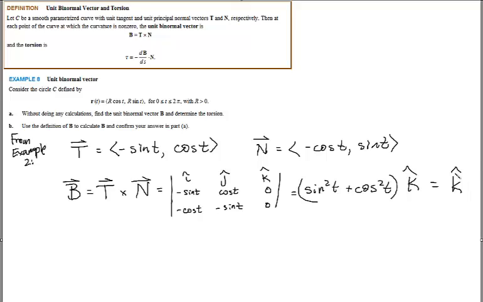Therefore, the torsion of this is 0. And that follows from what we got in part A, when we took the derivative of this B vector with the torsion, it was 0, and from the right-hand rule we found that the vector B would be just straight in the k direction.